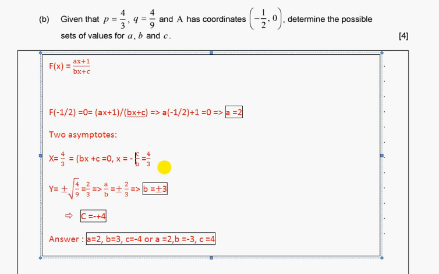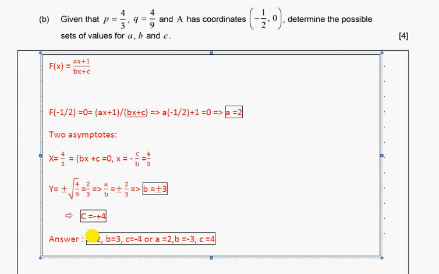So from this we can conclude that a is equal 2, so b equals either plus 3 or minus 3. Then c equals either minus or plus 4. So we have two combinations, and we write these two combinations.